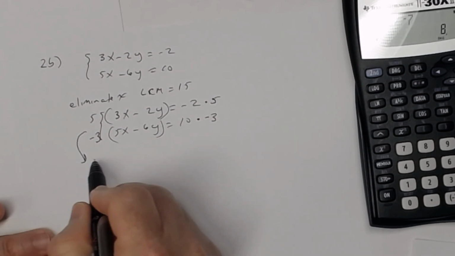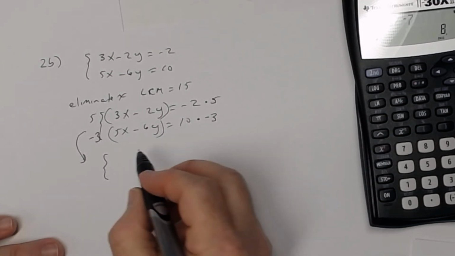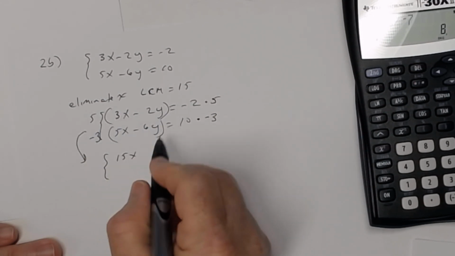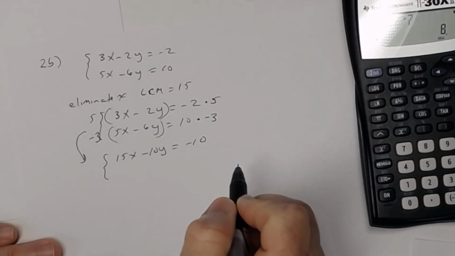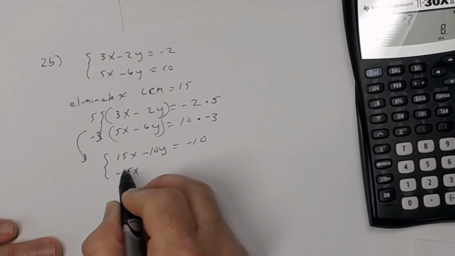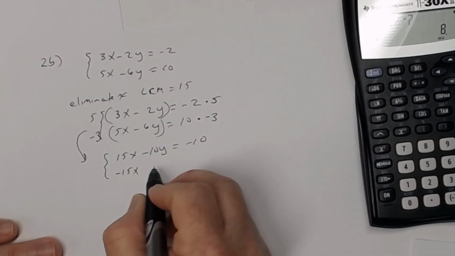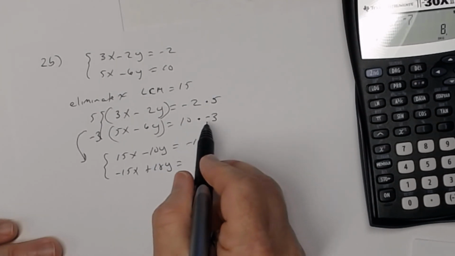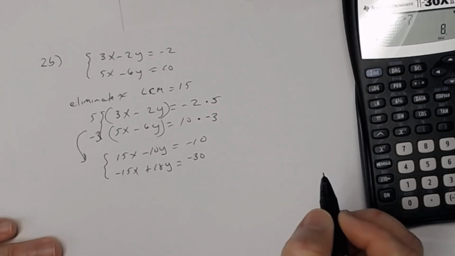And so now, using the distributive property, this system is equivalent to this now, meaning they're going to have the same solution. So distributed, you get 5 times 3x is 15x. 5 times a negative 2y is a negative 10y, equal negative 2 times 5 is a negative 10. For the second equation, negative 3 times 5x is a negative 15x. Can't you see the opposites right here? Negative 3 times 6y is a positive 18y, equal, and then negative 10 times 3 is a negative 30.